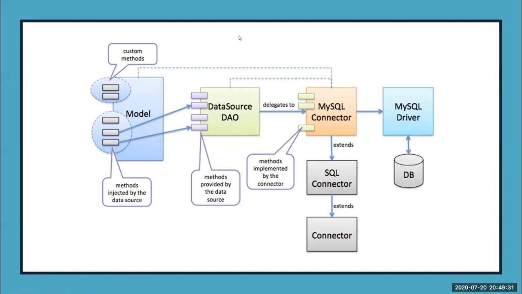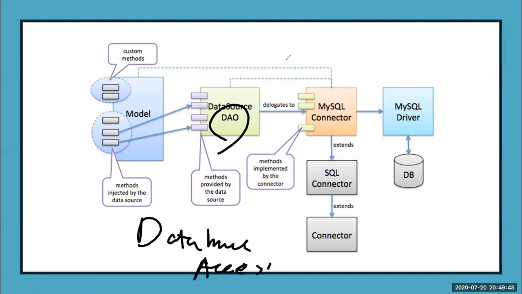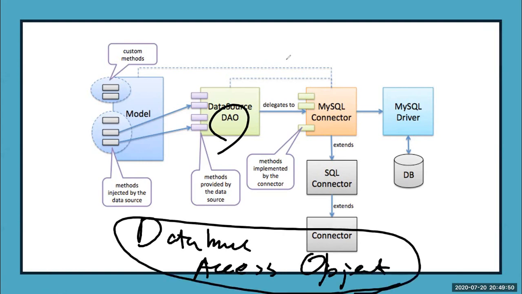Here, your data model, the user's data model, will be accessing this data source DAO. This DAO is not a Chinese letter, don't confuse that. It's database access object. So it's just like a regular expression. You create a regular expression and then do matching. Remember that?